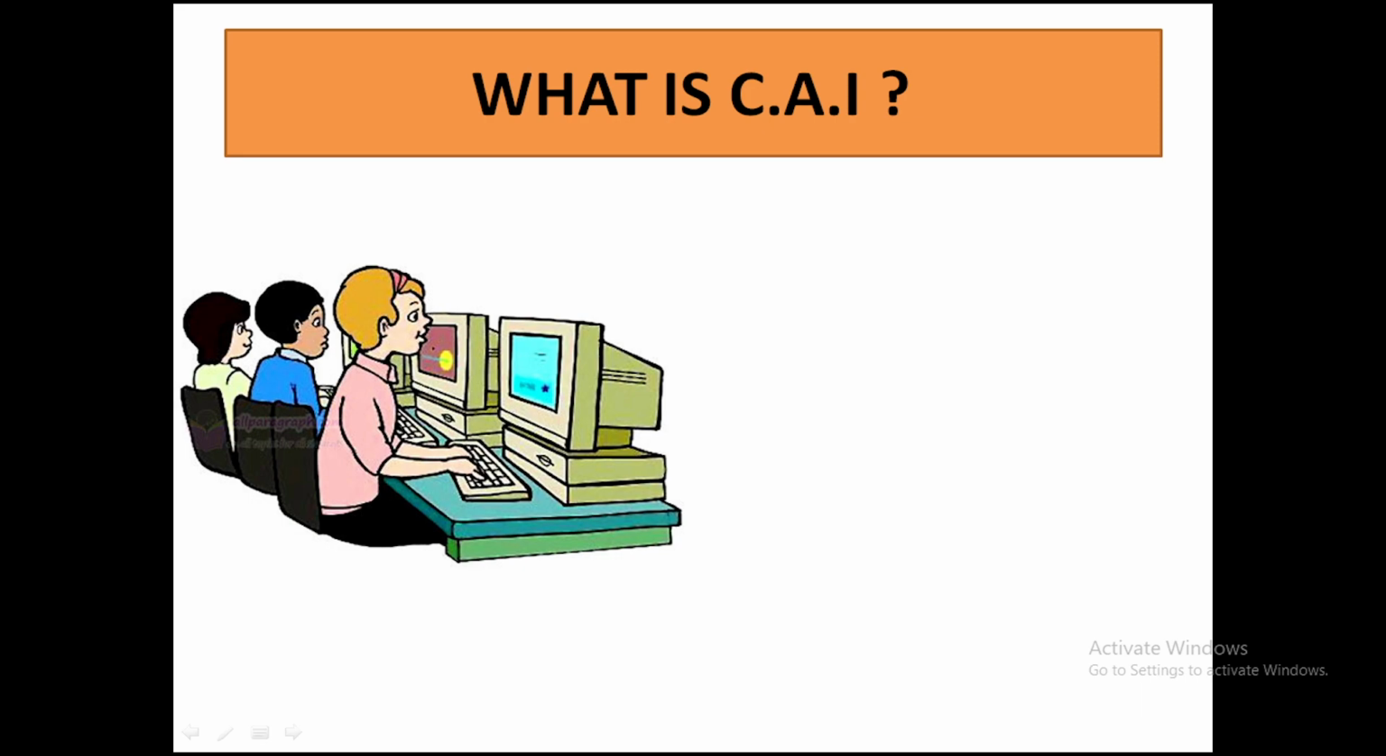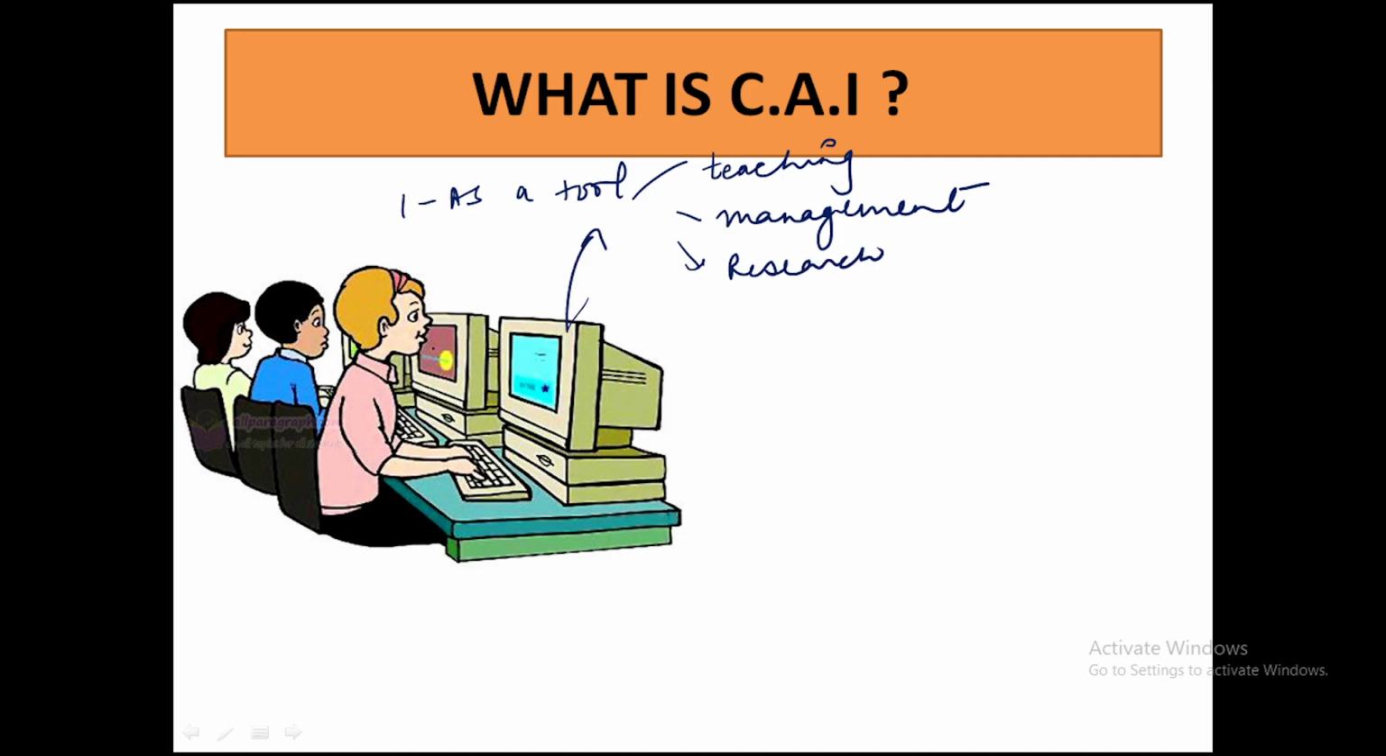What is CAI? The full form stands for Computer Assisted Instructions. In education, the computer is chiefly used in three ways: as a tool for research, as a tool of management, and as a teacher learning machine. We use the computer in these three ways, and now it is becoming increasingly popular in the fields of teaching and learning.